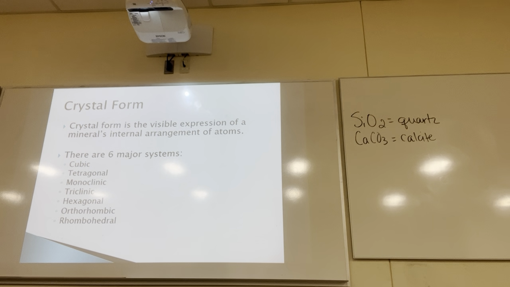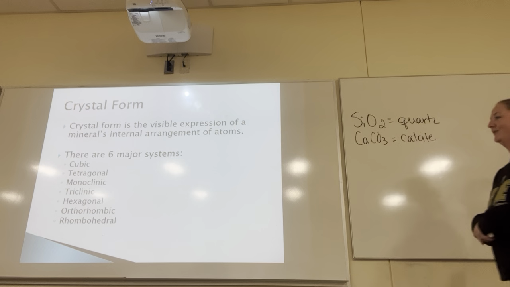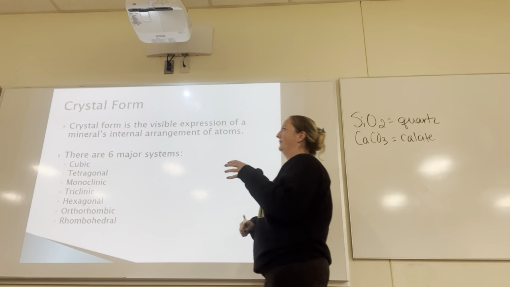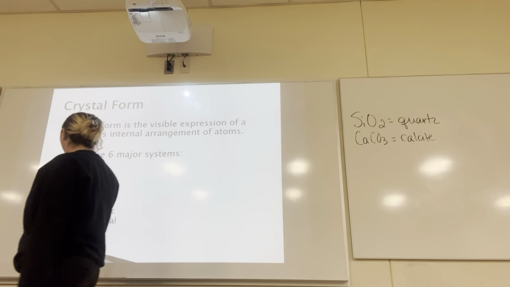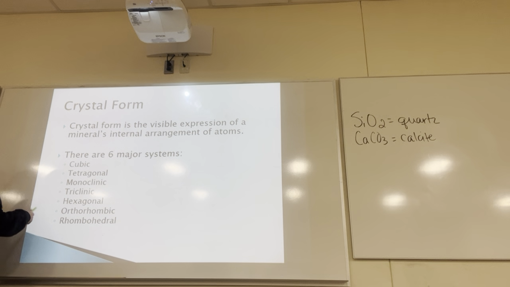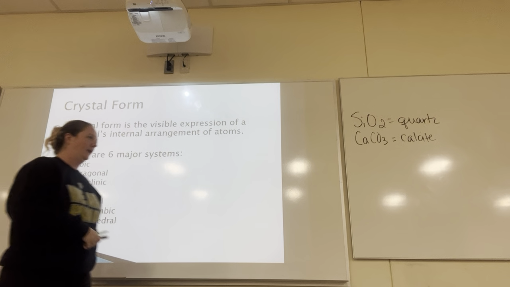All right, so this should really say 7 major crystal systems, but whatever. Crystal form is the visible expression of a mineral's internal arrangement of atoms, and there's actually 7 major systems. I accidentally wrote 6, I guess. Cubic, tetragonal, monoclinic, triclinic, hexagonal, orthorhombic, and rhombohedral. Now, I am not, again, going to expect you to memorize all the crystal structures. If you were doing a mineralogy course, you would know more about this. This is sort of just for your information.